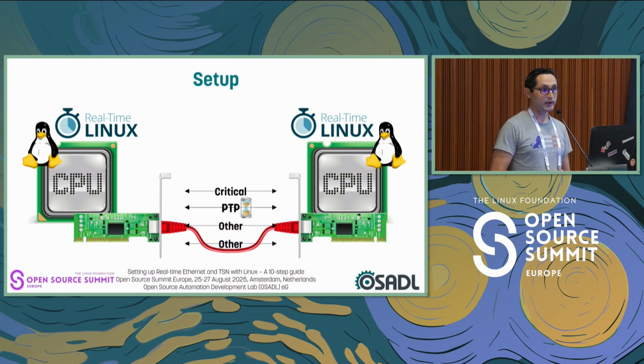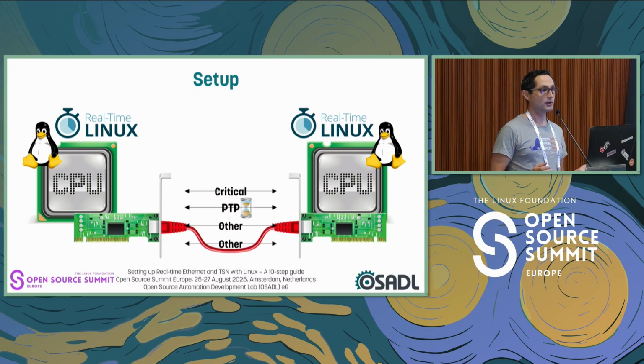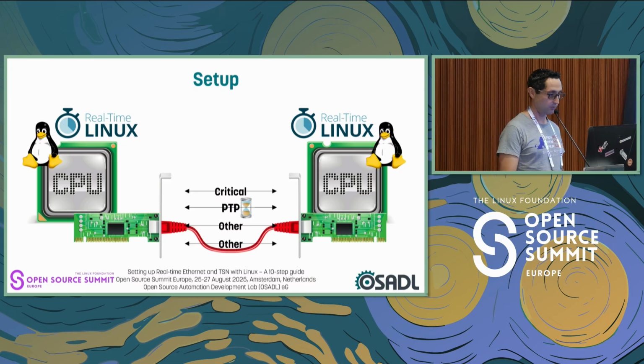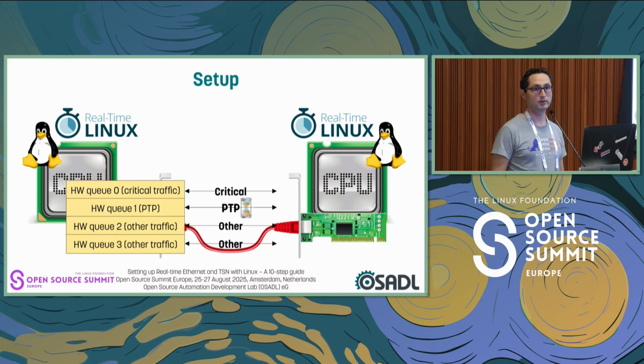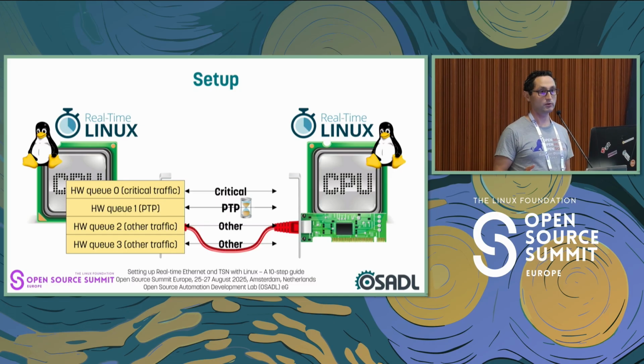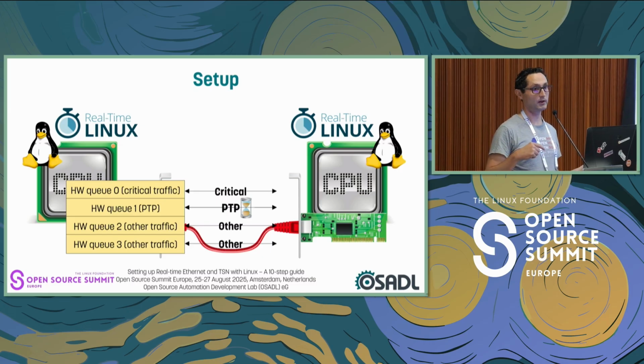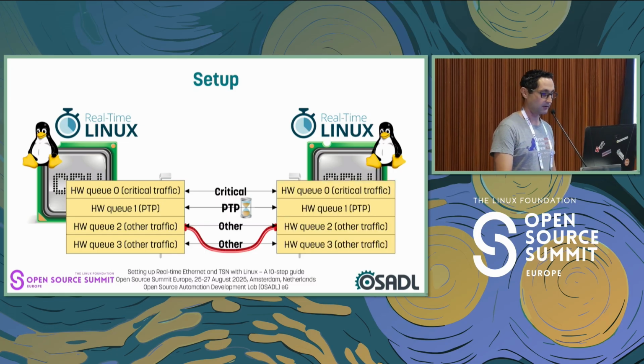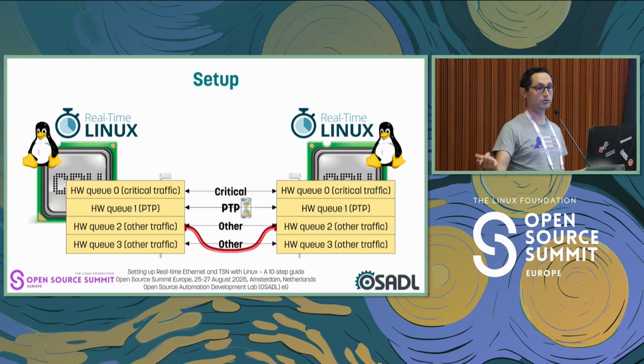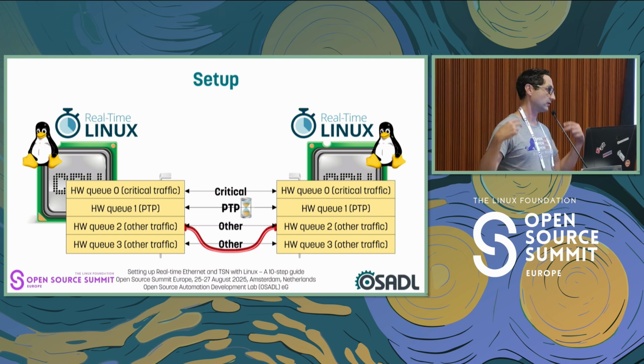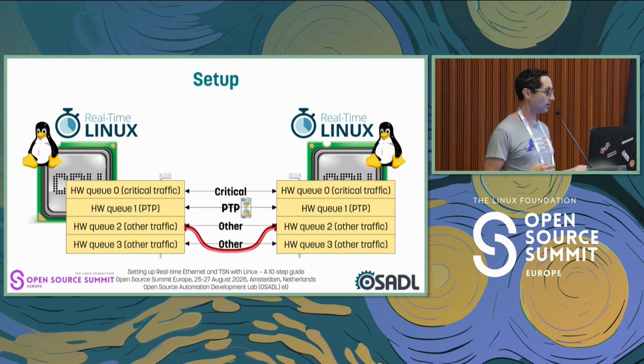What we usually do for that is modern NICs usually have a few features. Most importantly, you usually have different queues for sending and receiving network packets, right? So what we want to do is send and receive critical and non-critical traffic through different hardware queues and configure that accordingly, right? And we need to do that on both sides. So we have one queue for the critical traffic. We want to reserve one queue for the time synchronization traffic. And then we're going to reserve two hardware queues for anything else which is going on.